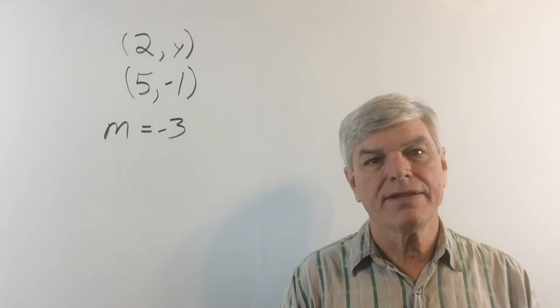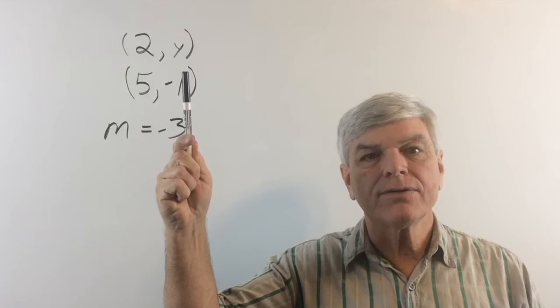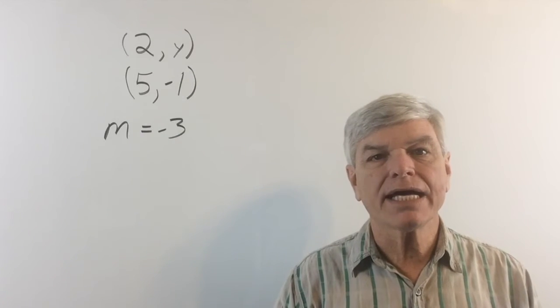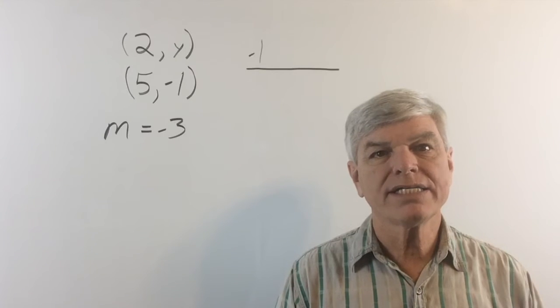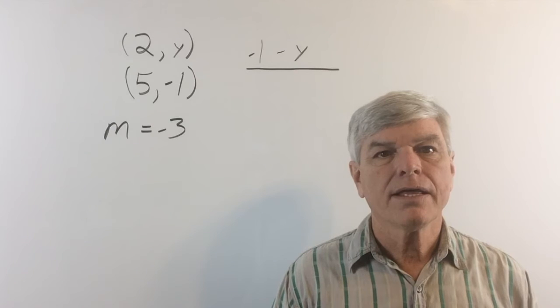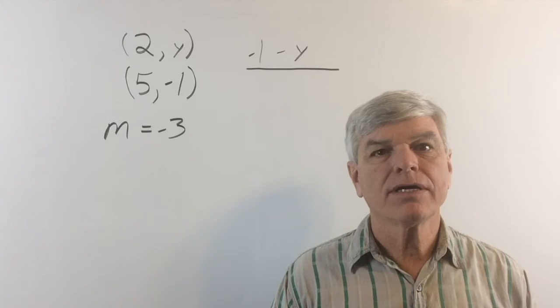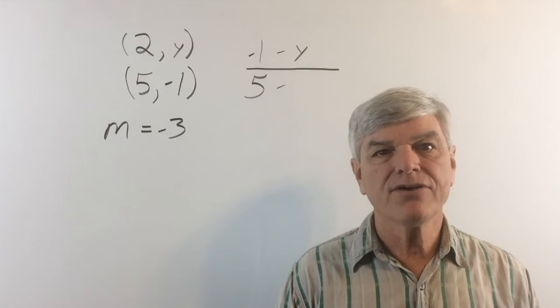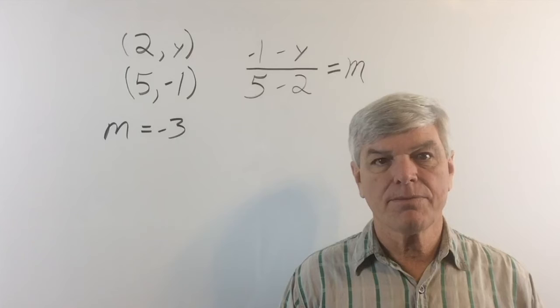So this is our last problem. And in this problem, for the first point, we're given the x value, but we're not given the y value. And for the second point, we're given the x and y value, and we're given the slope. So we have one variable, if you want to look at it that way, and let's solve for that. So the value for the second y is -1 minus the unknown value for the first y. And that will be over the second value for x minus the value for the first x. And that will equal slope. And we're given a value for slope.